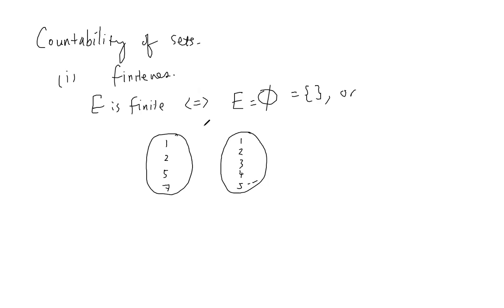Okay, if you can find a one-to-one mapping from the set of natural numbers to E, then you can say that E is finite. For example, 1 maps to 1, 2 maps to 2, 3 maps to 5, 4 maps to 7. That's done already, right? You use the 4 numbers in the set of natural numbers to map to all the members in E, so you have a one-to-one mapping. And therefore, you say that E is finite.